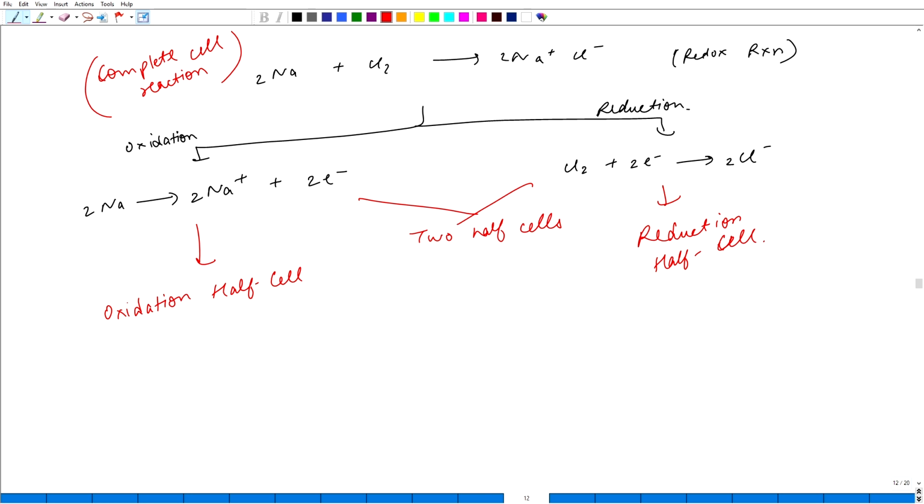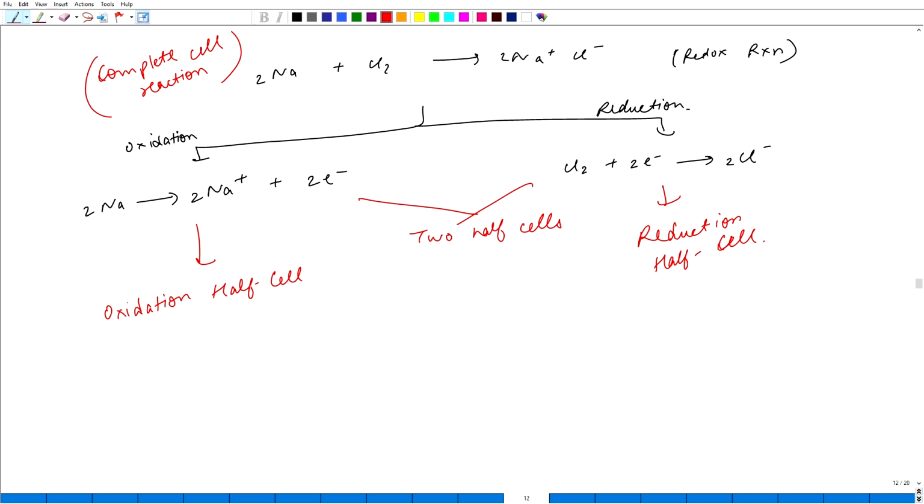Okay. We do these two half cell reactions just to simplify things, so that we can separately discuss oxidation and reduction and then combine them afterwards. The next things we will discuss in the upcoming lectures.